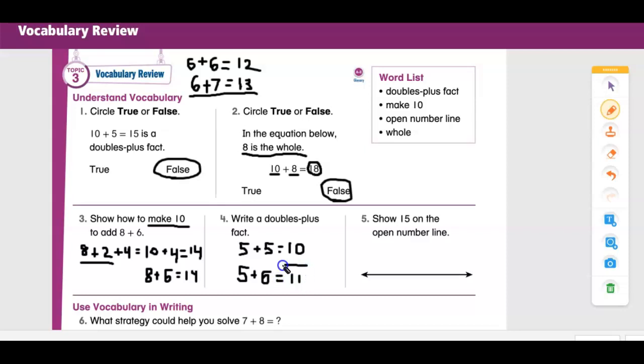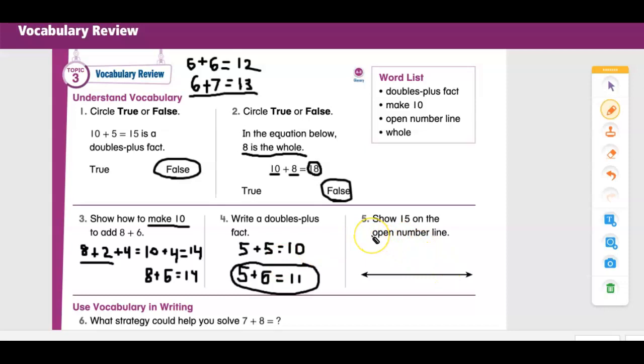So for my doubles plus fact, I'm going to circle it down here. I wrote 5 plus 6 equals 11. So on number 4, I want you to write your own doubles plus fact. Don't use the one that I said. I want you to write your own. And go ahead and pause the video as needed because we're going to keep on moving on.